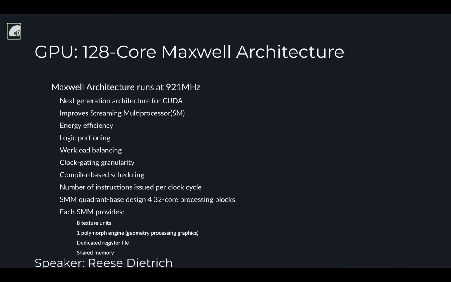The SMM, or Streaming Multiprocessor Maxwell, quadrant-based design is 4 32-core processing blocks. Each SMM provides 8 texture units, 1 polymorph engine, a dedicated register file, and shared memory.